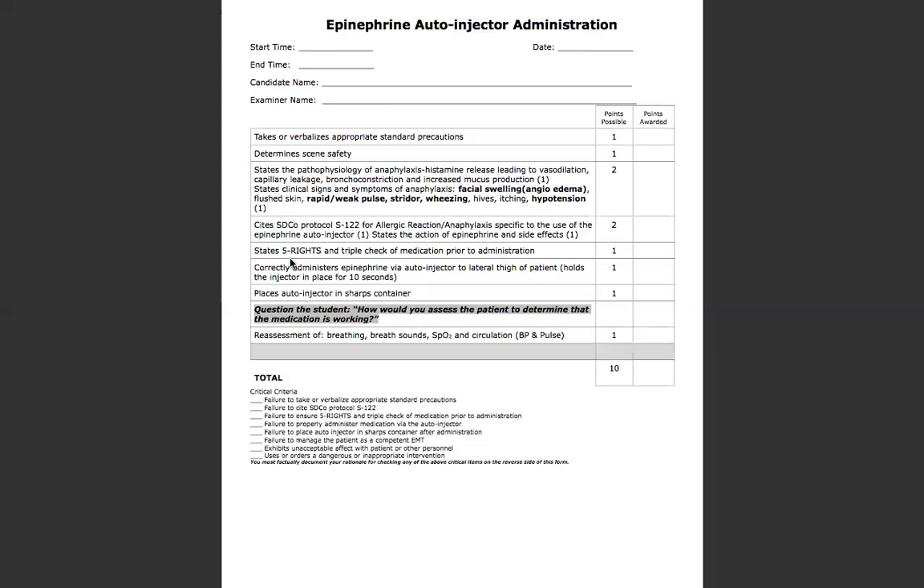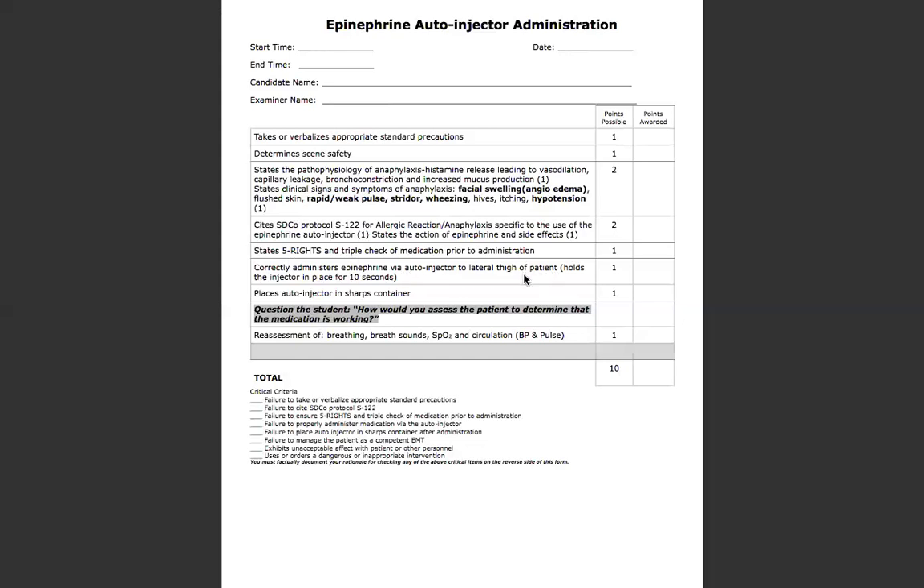Route, intramuscularly into the lateral thigh, and then you want to make sure that it's not expired. You verbalize a triple check by saying, I'm going to have my partner verify the 5 rights again. Once they hand it back to me, I will once more verify the 5 rights for that triple check. And then you will correctly administer the epinephrine via auto-injector to the lateral thigh of the patient.